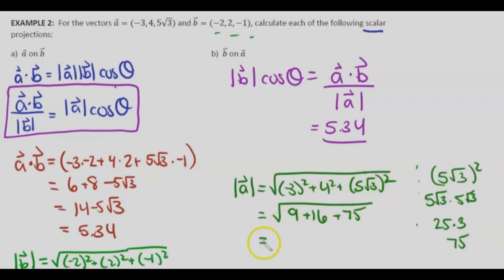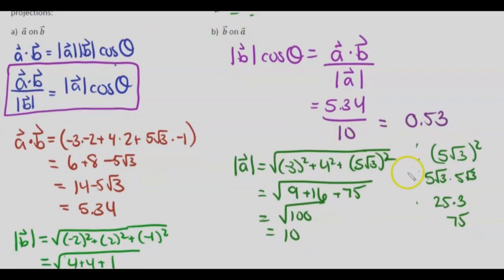Okay, so this is going to be root of 100, which is 10. So I can take this number and I can plug it back into this equation, which is the magnitude or the scalar projection of B onto A. And I get 5.34 divided by 10. So in total, I get 0.53.